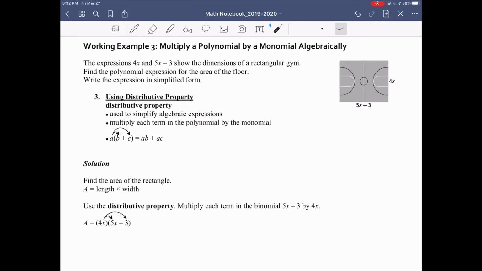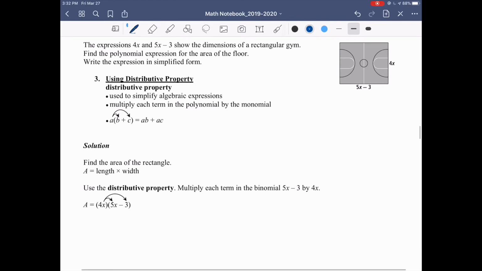Now the last way, which is probably the easiest, is to solve them algebraically, and it's the quicker way because it doesn't really involve drawing anything out. So working example number 3, we're going to solve them algebraically. The first question says, the expressions 4x and 5x minus 3 show the dimensions of a rectangular gym. Find the polynomial expression for the area of the floor and write the expression in simplified form. And they actually do a picture for you right here on the right.